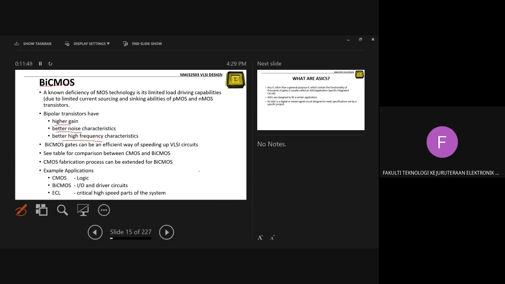So maybe we can give another assignment topic. Assignment number 1, for the other group, to explore BiCMOS and CMOS. Are they still reliable? Which one is the best, BiCMOS or CMOS? We also have another type of technology, which is ECL, emitter-coupled logic, I forgot the full name. It is for critically high speed parts.